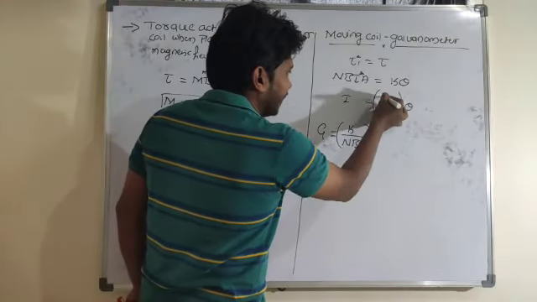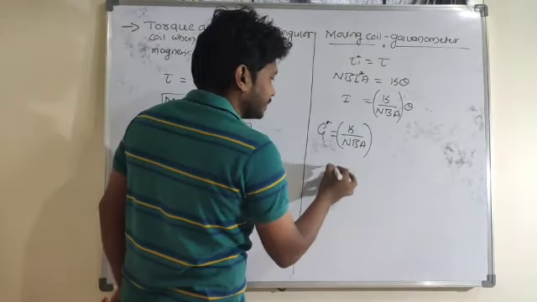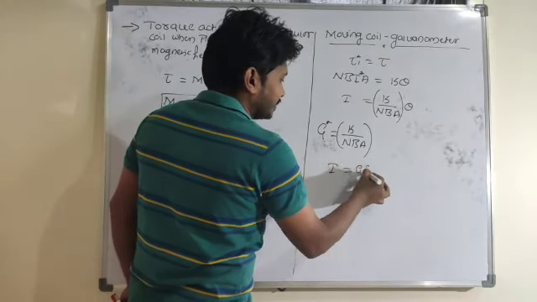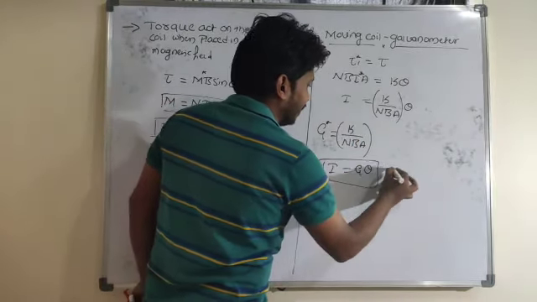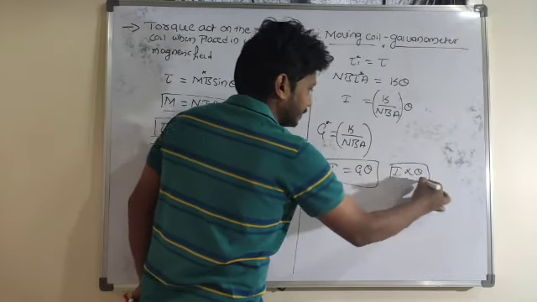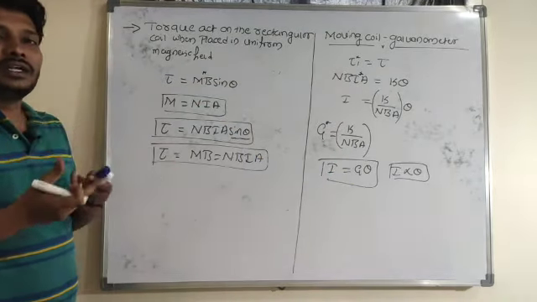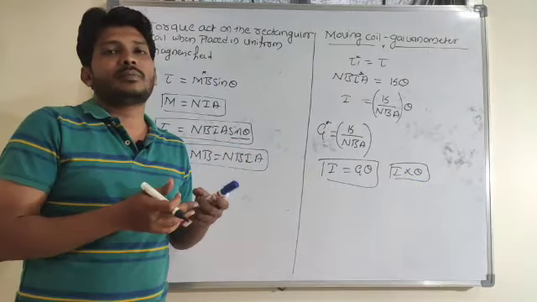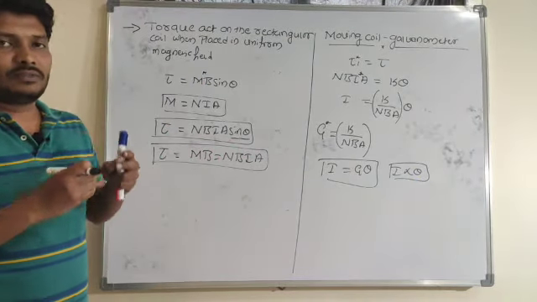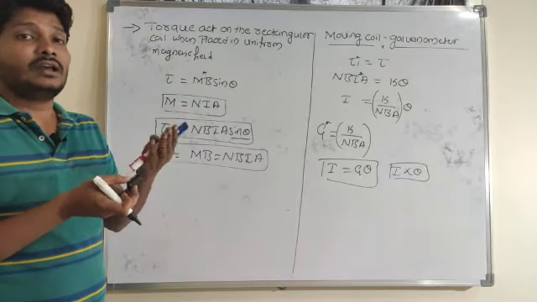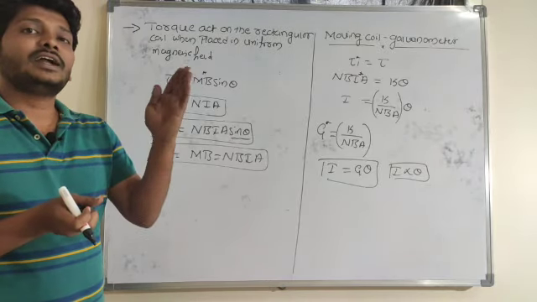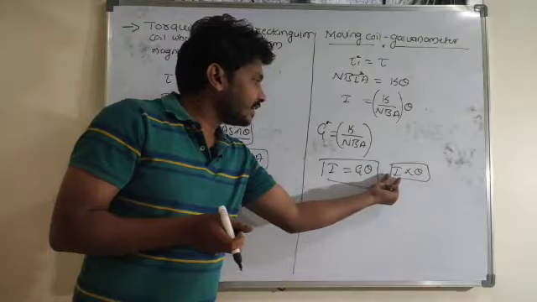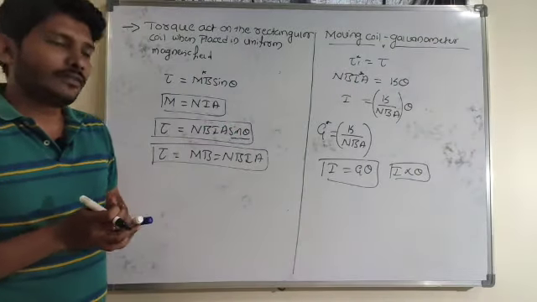So k divided by NBA is equal to G, which means the above equation I can write as I equal to G into theta, or I is proportional to theta. It means that if the current is more, deflection is also more. So current in the galvanometer is directly proportional to theta. If maximum current is flowing, the coil will get deflected more. So current is directly proportional to deflection here.